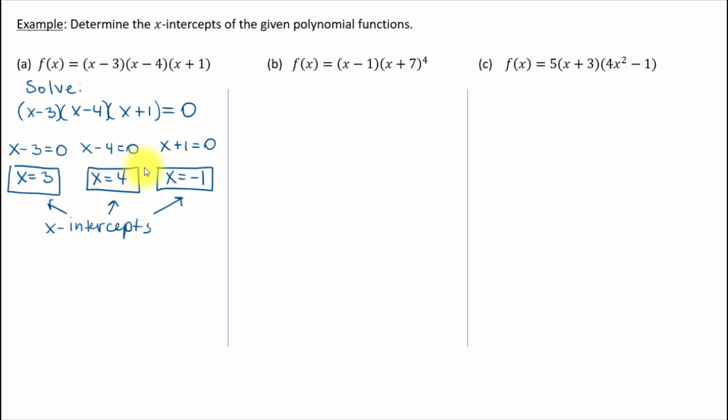Notice that these are all real numbers, and only real numbers can be x-intercepts. If it happens that we solve this kind of equation and obtain complex solutions, well, those will not represent x-intercepts. Let's try the next example.